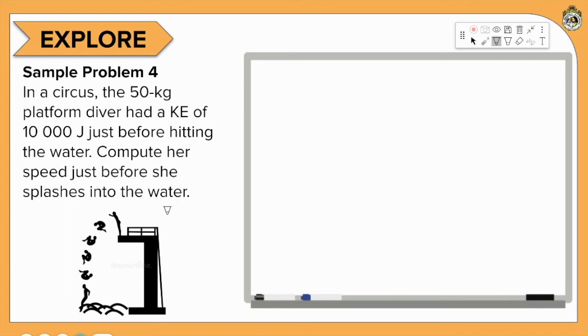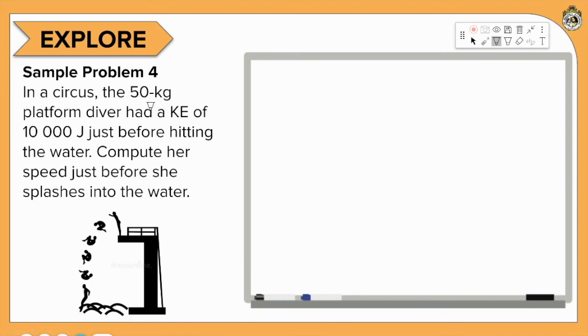Okay, so this is the platform and the diver is known as a platform diver. And this is a circus, so the diver is supposed to perform stunts. As you can see from the image, the diver is actually performing a stunt, actually rotating before hitting the water.